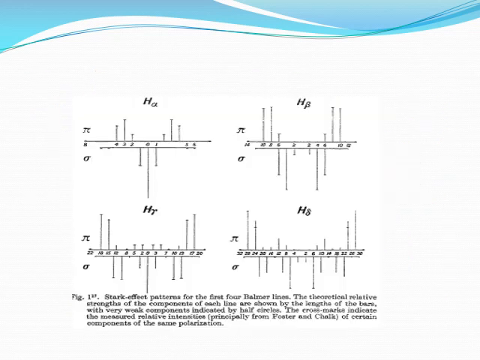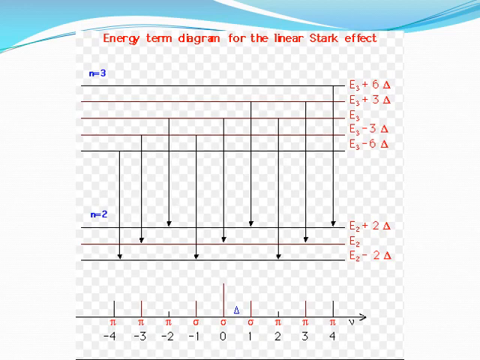In this slide, Stark effect patterns are shown for the first 4 Balmer lines. The theoretical relative strengths of the components of each line are shown by the lengths of the bars, with very weak components indicated by half circles. The cross marks indicate the measured relative intensities of certain components of the same polarization. In this slide we can see the energy term diagram for the linear Stark effect.